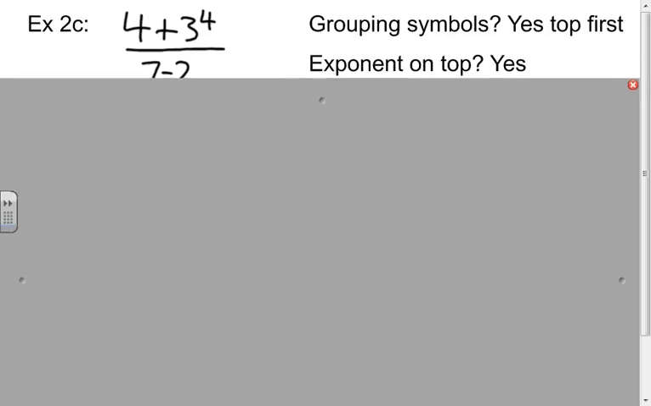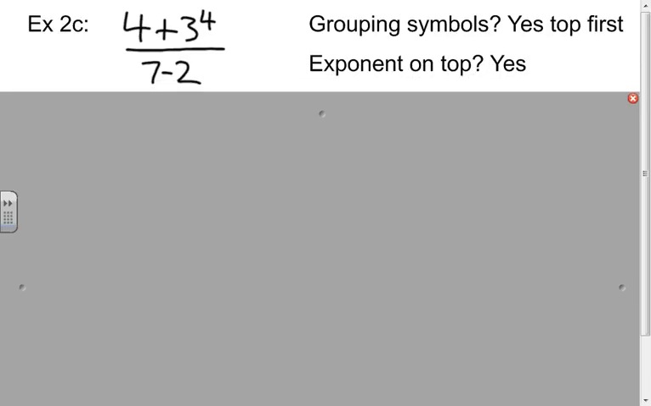One more of those. This one looks a little complicated. Do I have any grouping symbols? It doesn't look like it because there's no parentheses, there's no brackets. But remember, the division symbol, or the division bar, is a grouping symbol, which means I have to do everything on top first, and then I have to do everything on the bottom.